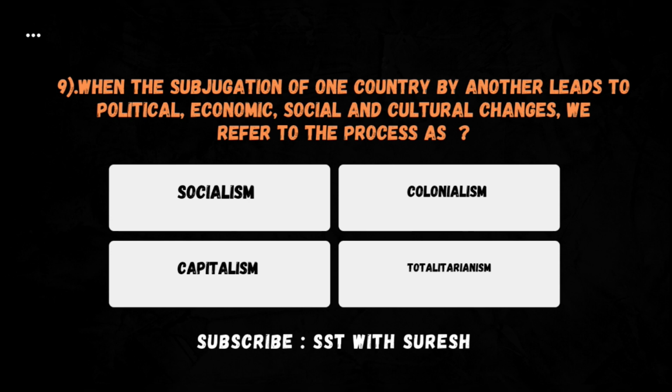When the subjugation of one country by another leads to political, economic, social, and cultural changes, this process is known as what? The options for question number 9 are: A, socialism; option B, colonialism; option C, capitalism; and option D, totalitarianism. And the correct answer for question number 9 is colonialism. Okay, next question number 10.